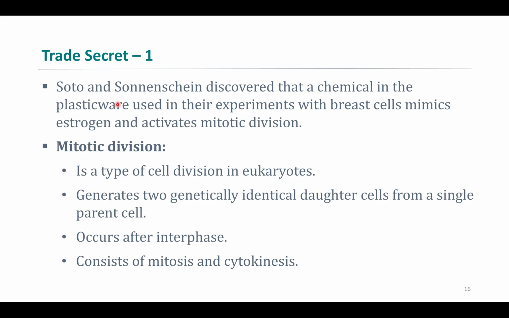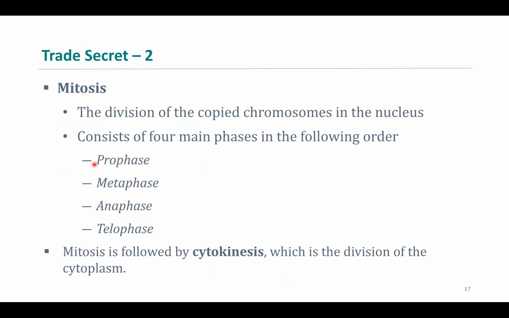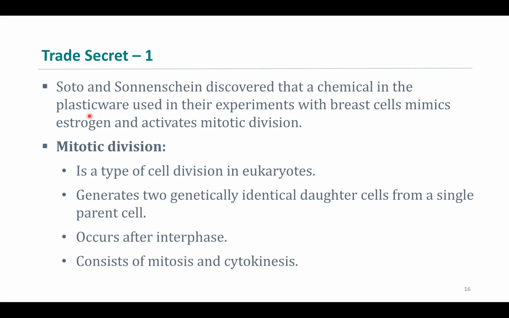So the mitotic division only happens in eukaryotes. It generates two identical daughter cells from a single parent cell, occurs after the interphase, and as I mentioned, it has two steps: mitosis and cytokinesis. And next we will look at what the different stages in mitosis and cytokinesis are.